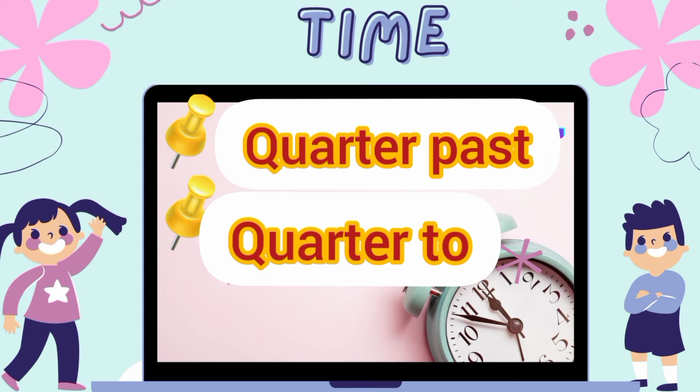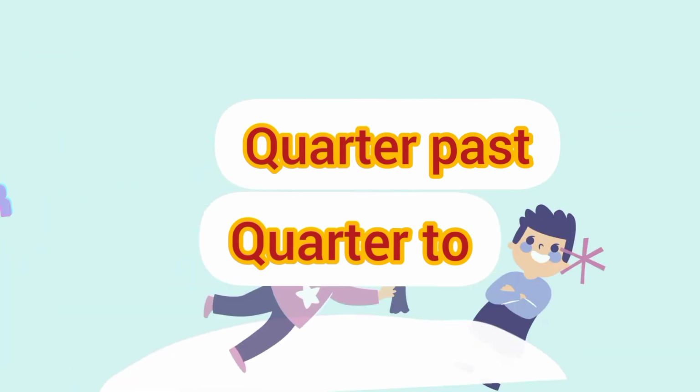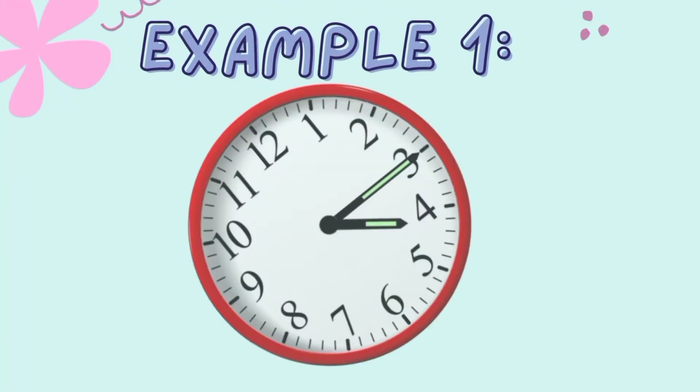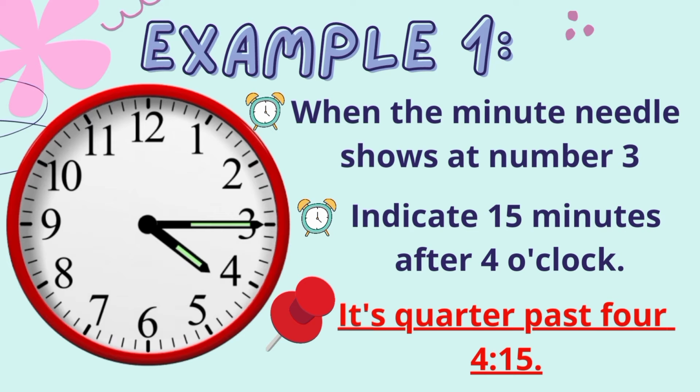Now, for the last objective, we will be learning about quarter past and quarter to. It's about time. So, let's take a look at the first word, which is quarter past. We say it as quarter past when the minute needle shows at number 3, and it indicates 15 minutes after a certain hour. Let's take a look at the first example. When the minute needle shows at number 3, it indicates 15 minutes after 4 o'clock. So, we can say it's 4:15.